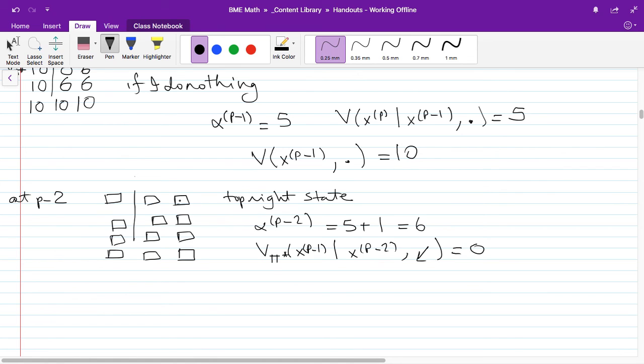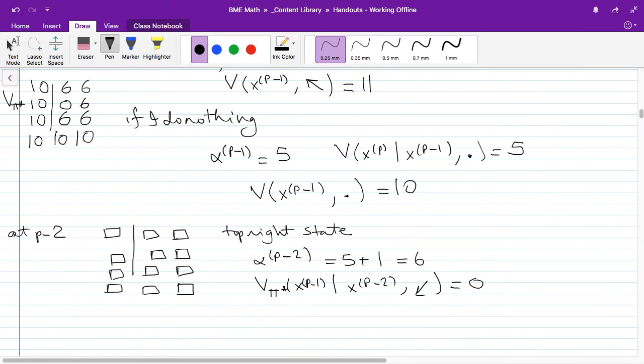So if I'm here, then I'm going to have a cost per step of 5. That's the cost of my state, plus 1 because I move. That's going to be 6. Where does it take me to? This guy. If it takes me here, the value of that state at time point P minus 1 is 0 here. So the sum of this is the value of x at P minus 2 with the action of this, and that's 6.